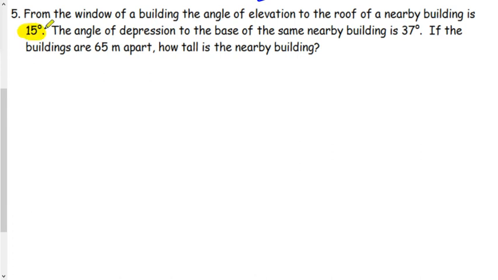We've got one angle of elevation that's 15 degrees. We've got an angle of depression that's 37. So we're going to be looking up and looking down from the same window, and the buildings are 65 meters apart. Okay, try drawing this before I do it for you. See how it goes. I'm going to draw my two buildings.